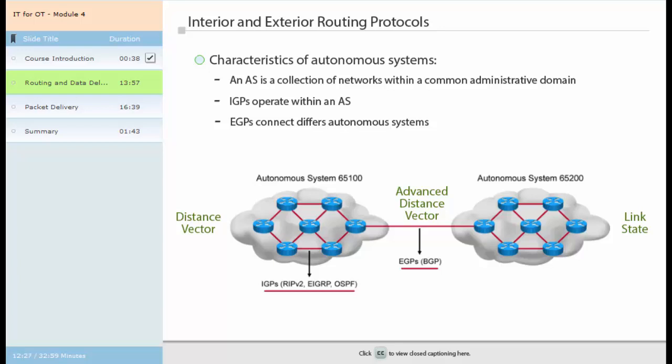Some IGPs may be adequate in large corporate networks but are not designed to manage tens of thousands or hundreds of thousands of routes, such as the many thousands of routes that are present on the Internet. EGPs, however, are designed for use between ASs that are under the control of different administrations. BGP is an example of an EGP and is the routing protocol that is used in the Internet. BGP is typically used between ISPs and sometimes between a company and an ISP.